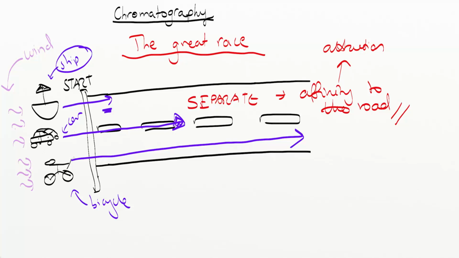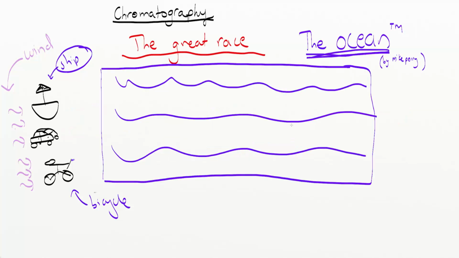But the bicycle has the least amount of friction with the road, so it moves the furthest out of all of them. So as a result, we get the boat separating from the car, separating from the bicycle. Alright, let's see what happens if we change the situation to a slightly different situation.